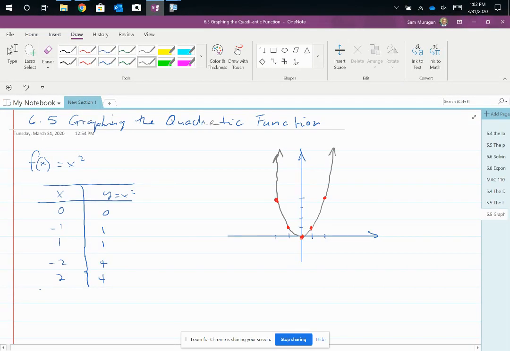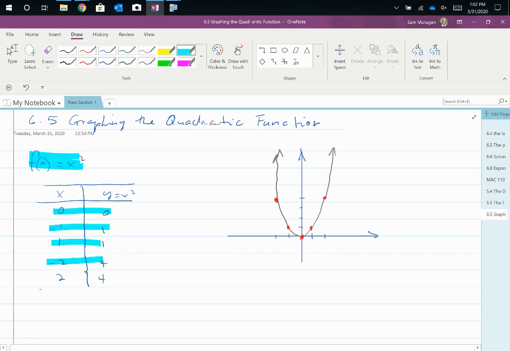So we're starting chapter 6.5, which is on graphing the quadratic function. We know that the basic quadratic function is f of x equals x squared. What I did here was take 5 values and make up a small table. This is 0 squared, 1 squared, negative 1 squared to give me positive 1, 1 squared to give me 1, negative 2 squared to give me 4, and 2 squared to give me 4.